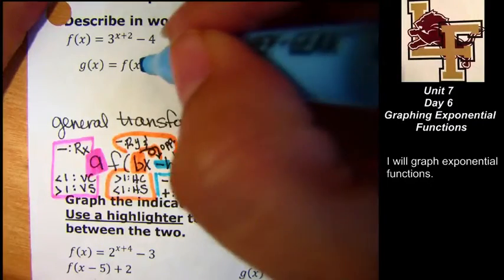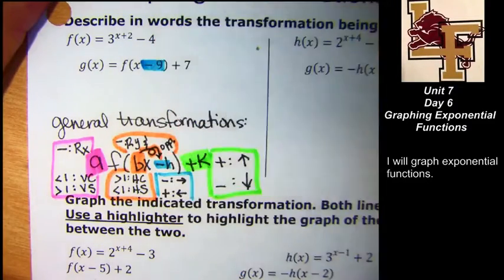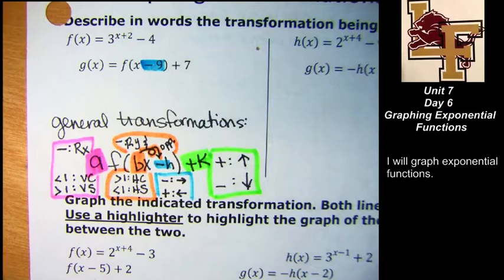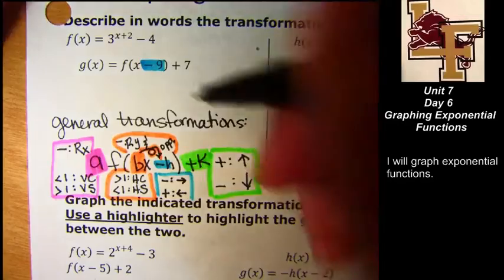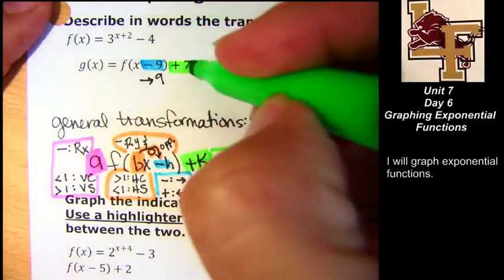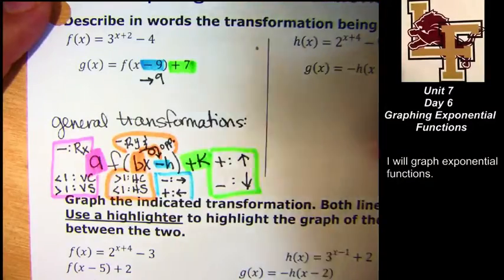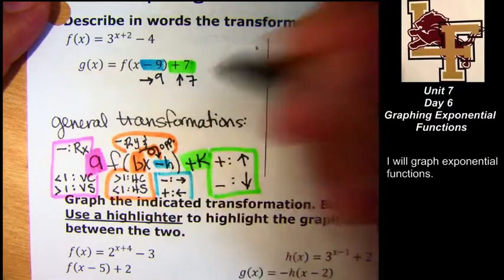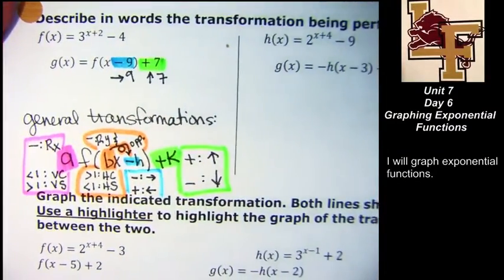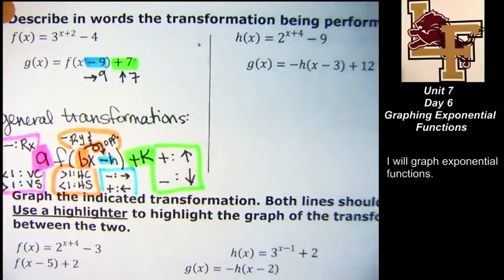All right, let's look at this transformation. What's happening there? It is being negative. Yeah, -9. Which direction does that move? Right. To the right. And this? Up 7. Good. Let's look at the middle one.